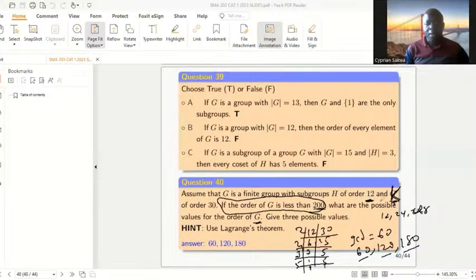These two orders must divide the order of G. So the possibility for the order of G is 60, so that both 12 and 30 can divide it. Another order that both 12 and 30 can divide is 120. Another order of G that both 12 and 30 will divide is 180. Those are the possibilities of the order. That's what the question wanted.